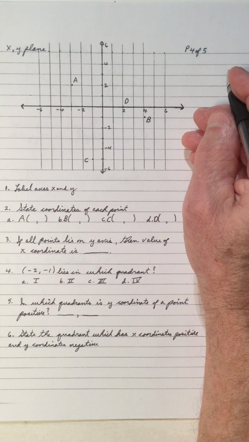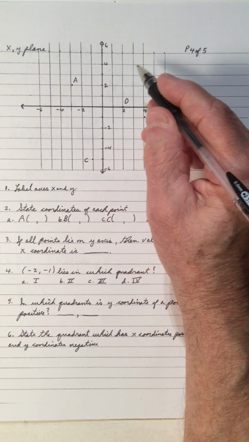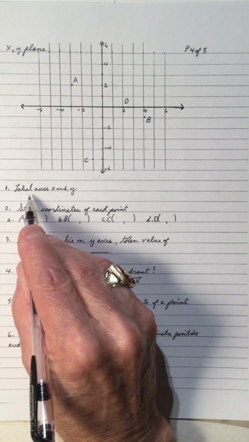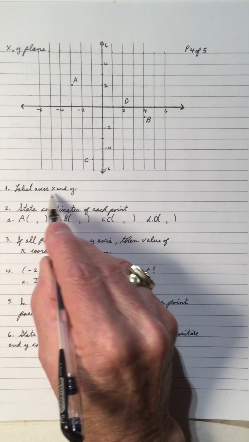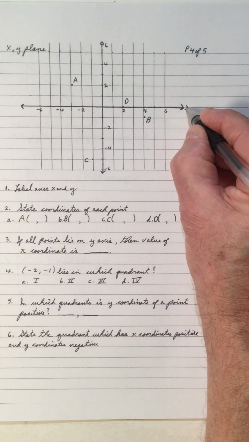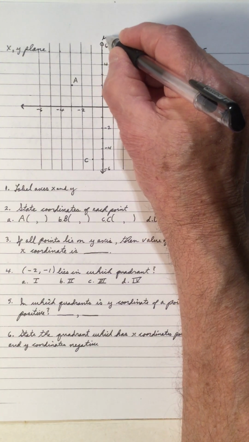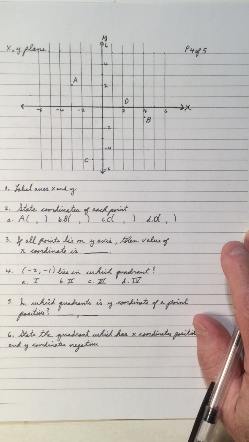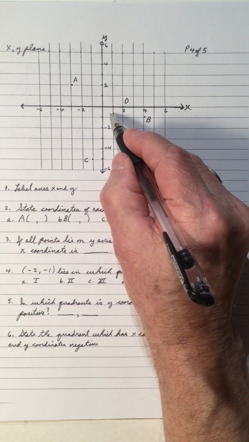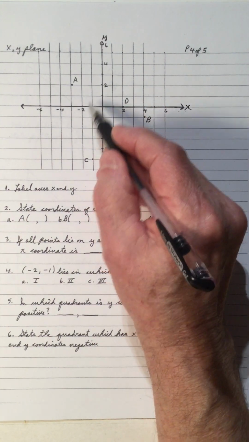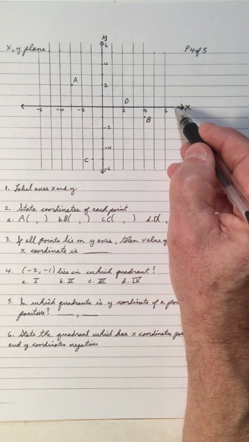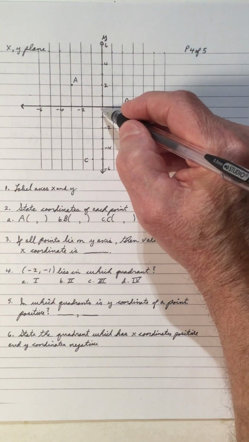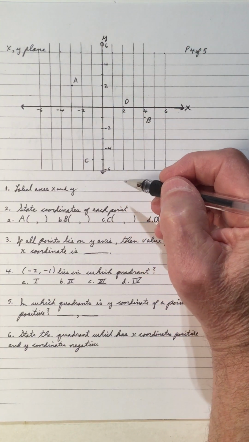So it says, this is the graph. Number 1, label the axes X and Y. So this is the X-axis, which is horizontal, and this is the Y-axis, which is vertical. So I have them numbered 2, 4, 6, etc. X is positive on this side, negative on this side. Y is positive going up, and negative going down.